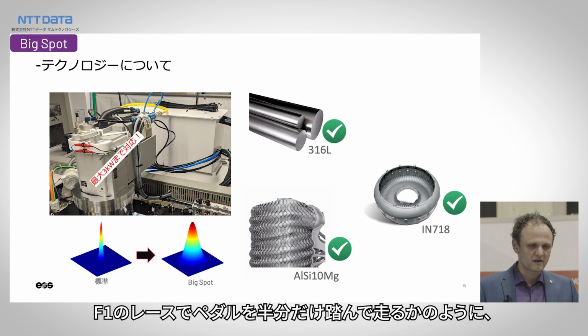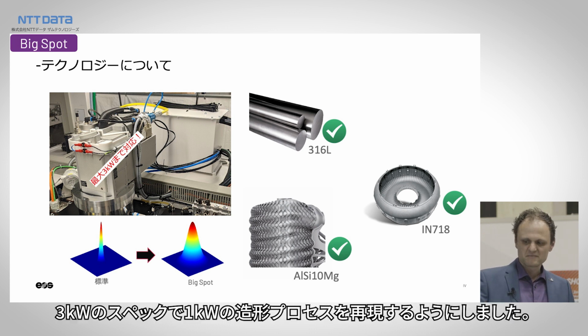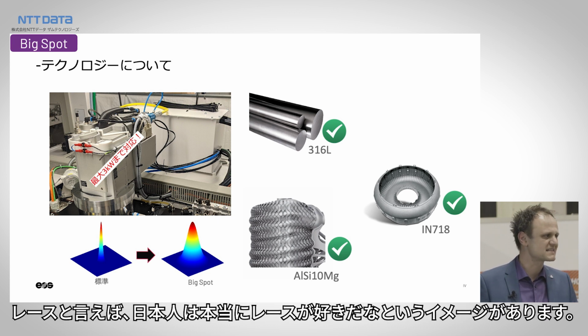So we have a Formula 1 race with a half pressed down pedal. So instead of using 1 or 2 kilowatt of power, we've just tried to replicate those processes. And the scanner performs in the exact same manner.